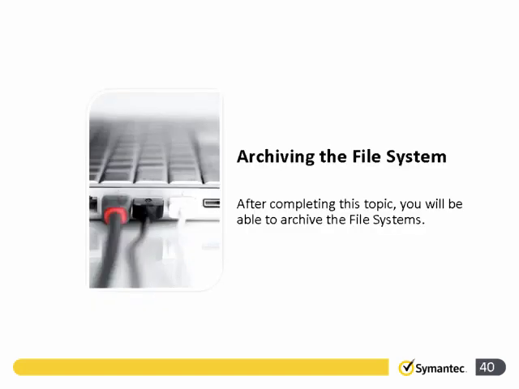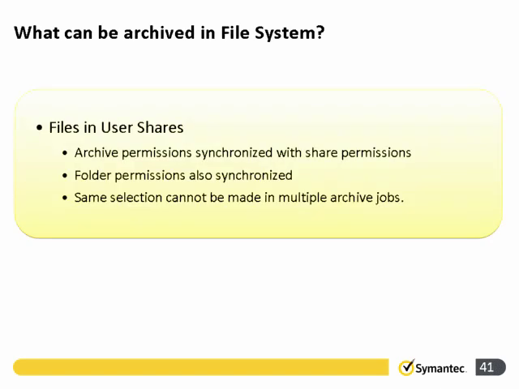To archive a file system, what can be archived is any file that's in a user accessible share, not an administrative share. The permissions of the files will be synchronized, so you must have rights to do the restore before you can do the restore. And the same selection cannot be made in multiple archiving jobs. So when I archive a directory, I can only archive it once.